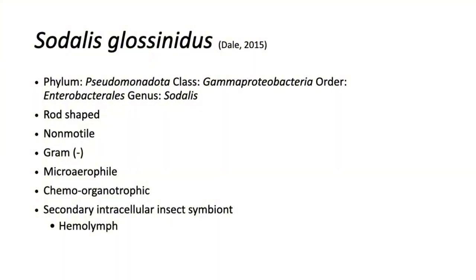Now that we have covered the first symbiont in this system, we're going to move right on into the second one. The second one is called Sodalis glossinidius. We're going to move forward and call it just Sodalis. This is a rod-shaped bacterium. It is non-motile and gram-negative. It is a microaerophile, so it relies on only a small amount of oxygen, roughly 0 to no more than 10%. It is chemoorganotrophic and is the secondary intracellular symbiont in this system. It circulates in the hemolymph, which is the insect's circulatory fluid, and it's similar to vertebrate blood.